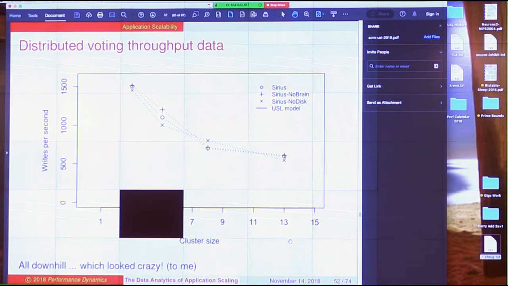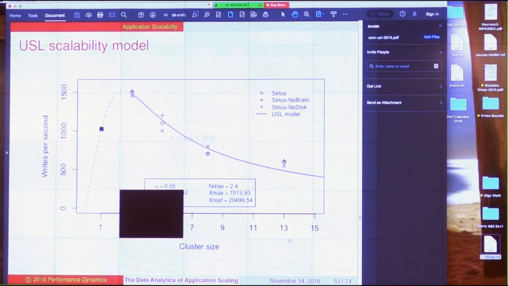So if we actually apply the USL to this now, same procedure I showed you before, and I'm doing this once again, here you see something new. There's the original data. The blue curve is the USL curve that fits those data. But in addition, now I'm showing you the dotted line to the left, which doesn't exist in the data. And I'm also showing you the throughput if you just had one node.